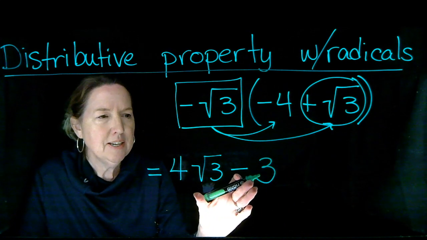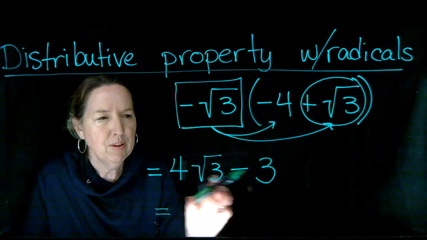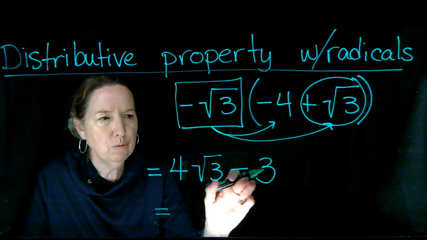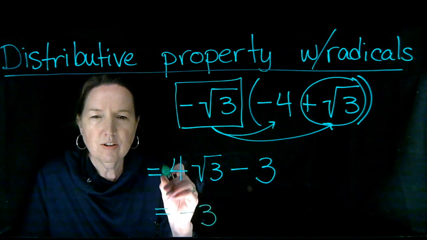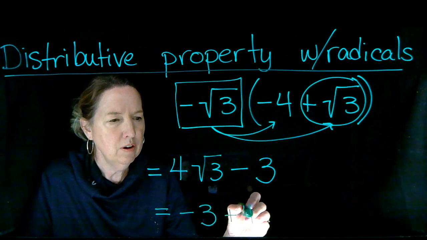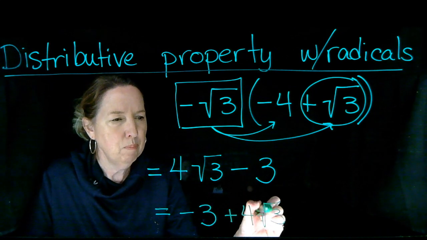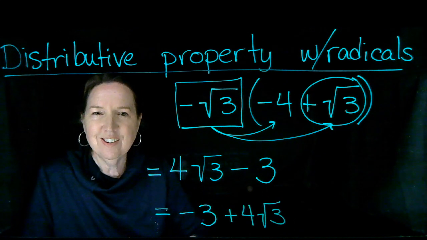You might need to switch it around if they want the number in front. So you would put the negative 3 in front and then consider this a positive 4, so be sure to write plus 4 and keep the radical with it, of course. So this is just rearranging the answer in the last step.